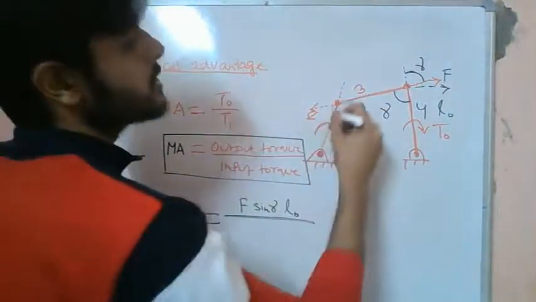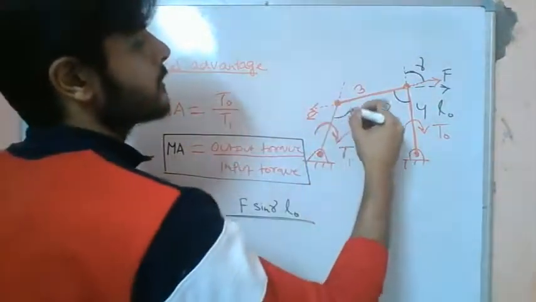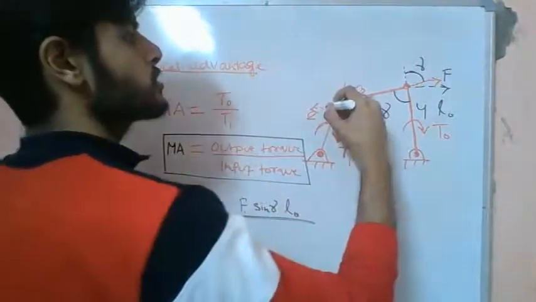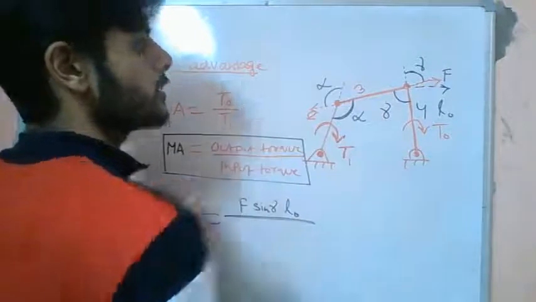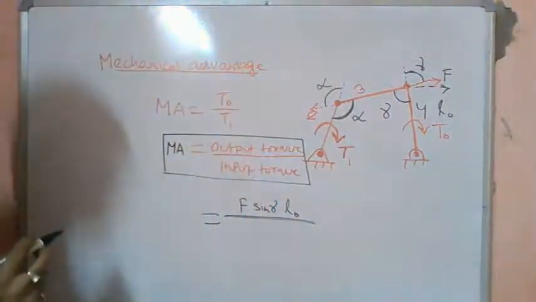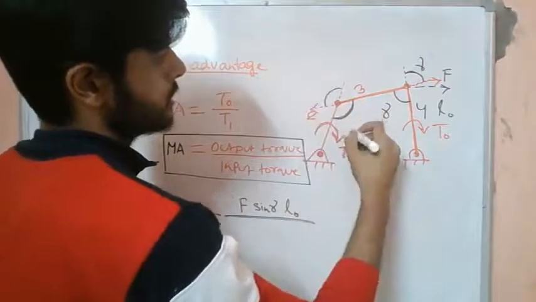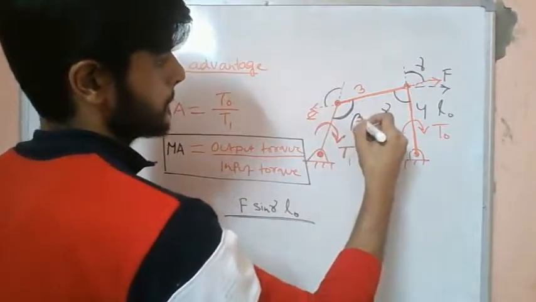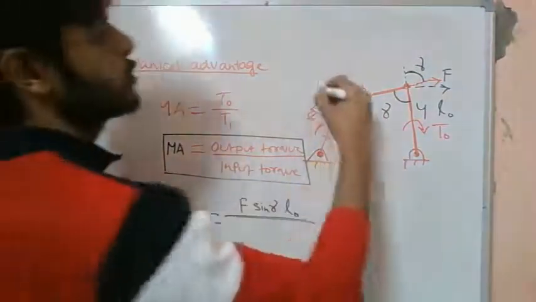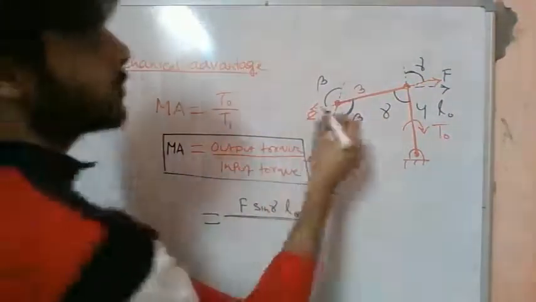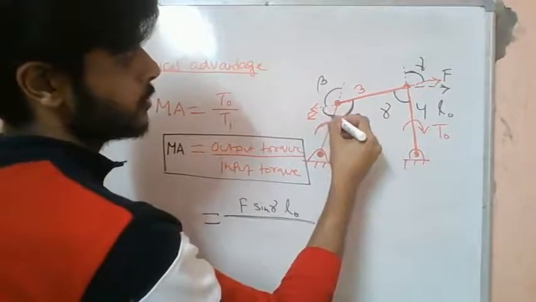Let's say this is our link length, and this is some angle, let's consider it as beta. So this is beta, and this is also beta, a vertically opposite angle. And this will be 180 degrees minus beta.